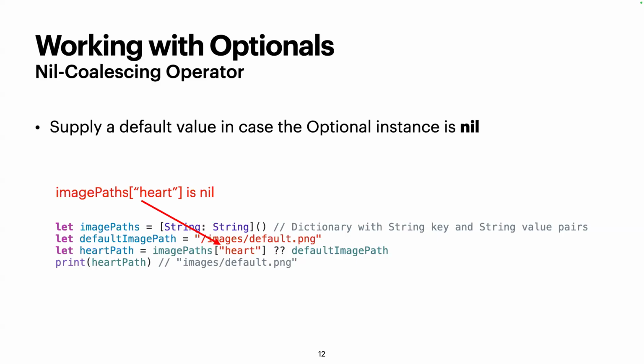Now, this again, this is optional. It could be nil. So let's say I want to supply a default value that if it is nil, we use this value instead. So if this is nil, we use this default image path. If it's not nil, we use it as it is and continue. Okay, so this is another kind of way of dealing with optionals.